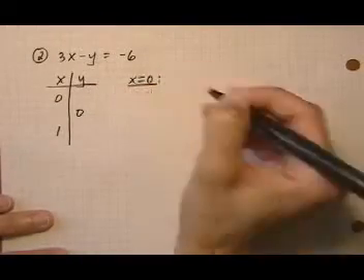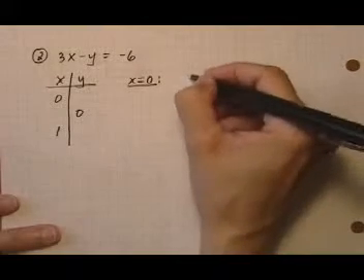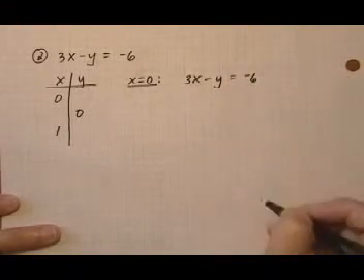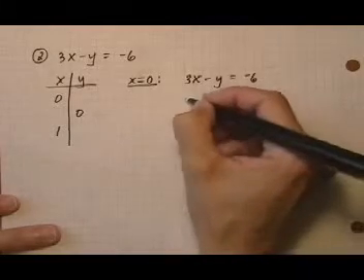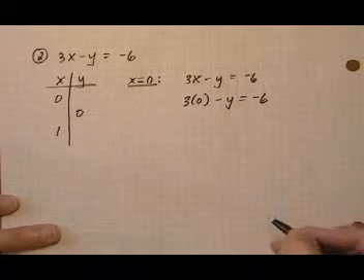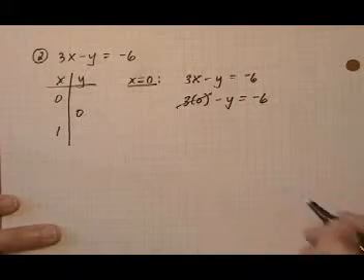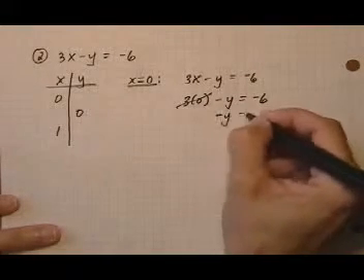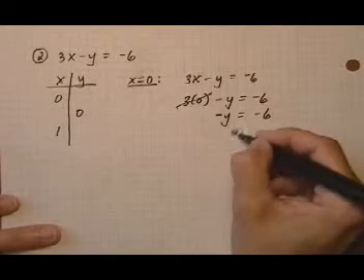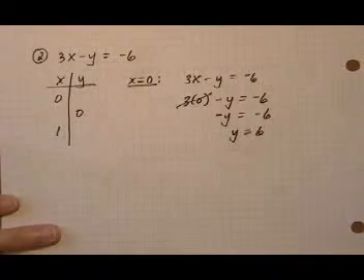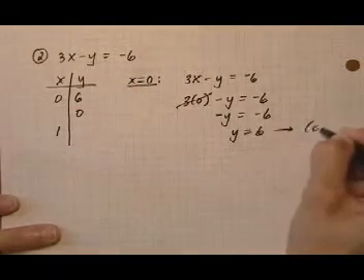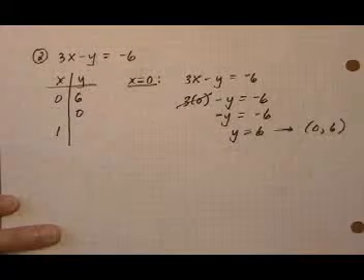X is 0. Copy down the original equation, 3x take away y equals negative 6. Put in x is 0. 3 times 0, take away y equals negative 6. This term goes away, it's just 0, so I get minus y equals minus 6. Multiplying both sides by minus 1, y equals 6. When x is 0, y equals 6 is the resulting ordered pair.